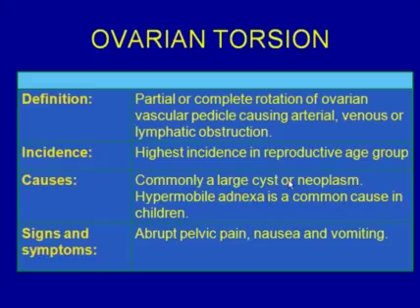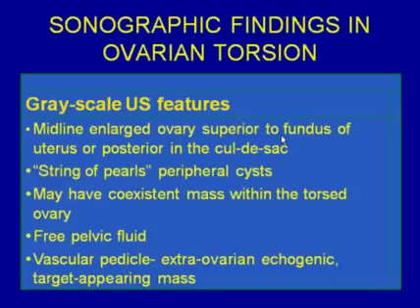So there is overlap, and that does bring us to the next topic on our list, which is ovarian torsion. As you know, this is partial or complete rotation of the ovarian vascular pedicle. It can cause arterial, venous, or lymphatic obstruction. It's most common in our reproductive age group and often has a large cyst or neoplasm as the lead point. The most important probably is the clinical presentation, which is usually abrupt pelvic pain, nausea, and vomiting.